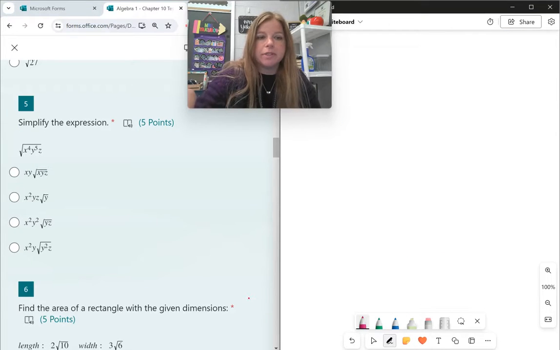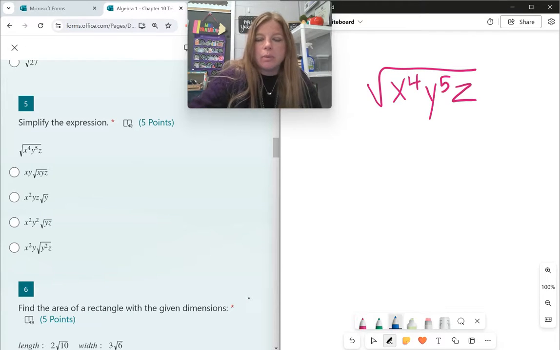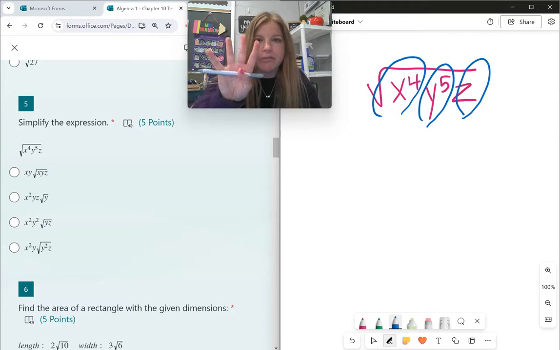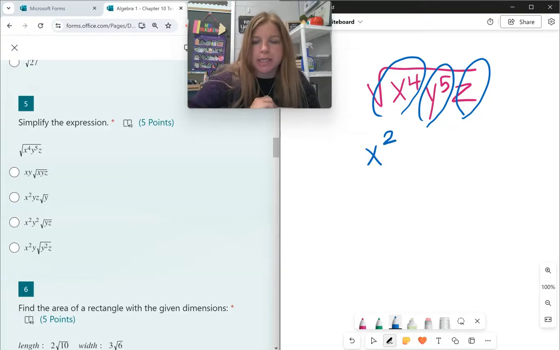Okay, number 5. So ready? Number 5 is all about variables, rather. So square root of x to the 4th, y to the 5th, z. Now, when we do this, we want to do each part separately, individually, okay? So when I take the square root of x to the 4th, that's easy, because can you take half of 4? Half of 4 is 2. And that's all that happens when you take the square root of a variable with an exponent.